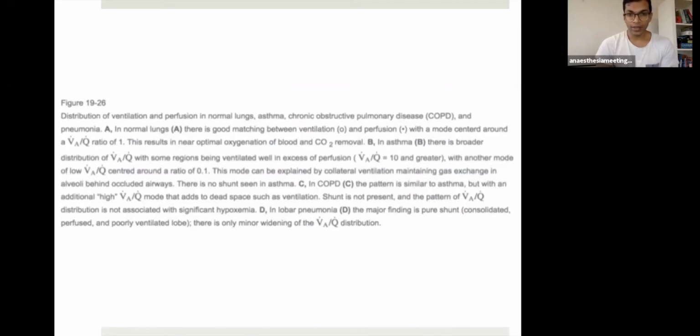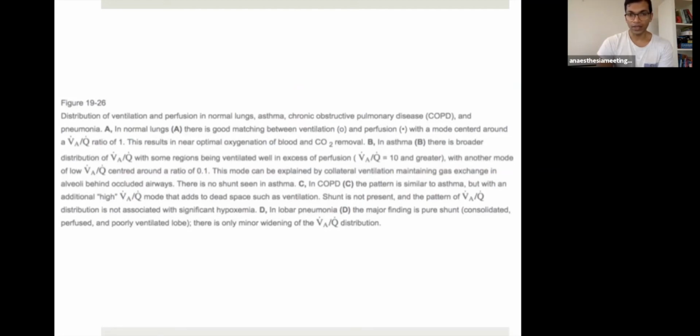So this mode can be explained by collateral ventilation, maintaining gas exchange in alveoli behind occluded airways. There's no shunt seen in asthma. In COPD, the pattern is similar to asthma, with an additional high VQ mode that adds to dead space ventilation. Shunt is not present, and the pattern of VQ distribution is not associated with significant hypoxemia.